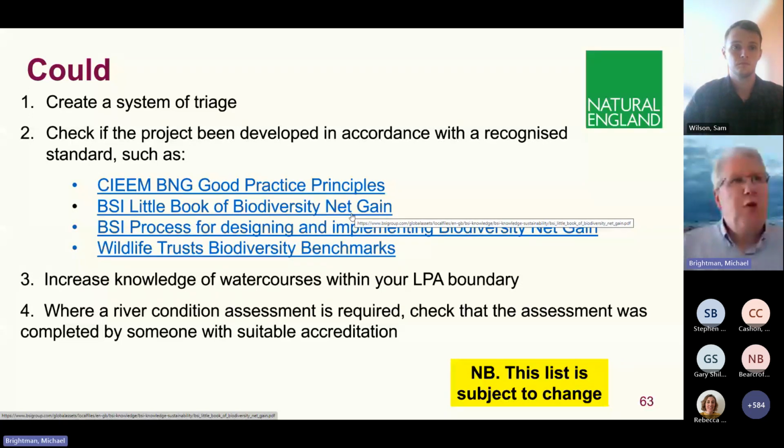An LPA could also check that where a river condition assessment is required, the assessment was completed by someone with suitable accreditation. The expectation is that the list of those who have acquired river condition assessment training and accreditation will be in the public domain prior to day one of mandatory biodiversity net gain, so that LPAs can check that.